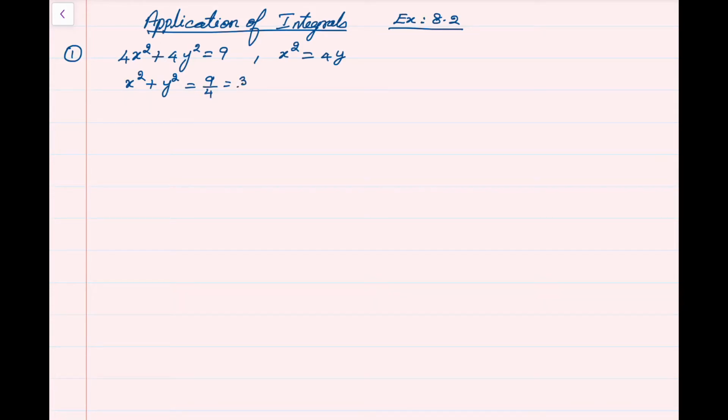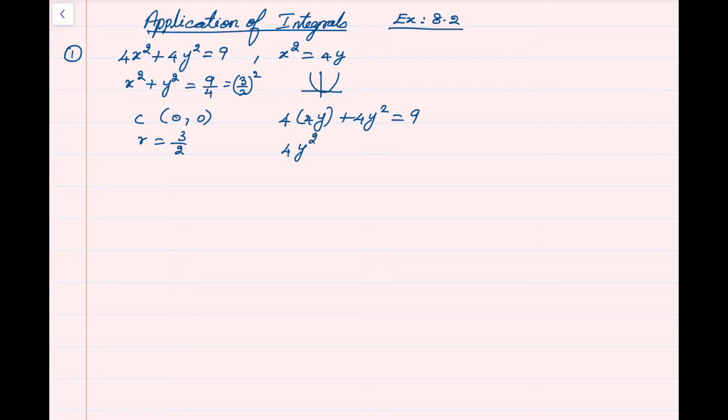9 by 4 can be written as 3 by 2 the whole square. Center of this circle is 0, 0 and the radius is 3 by 2 units. And this is a parabola, upward parabola, because positive y. Now let us solve these two equations. Substitute for x square in the circle equation. 4 times x square is 4y, plus 4y square is equal to 9.